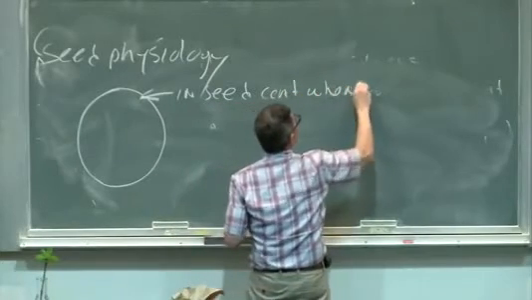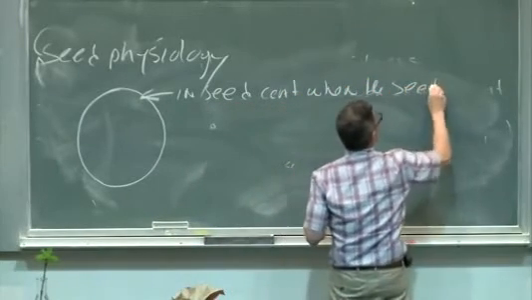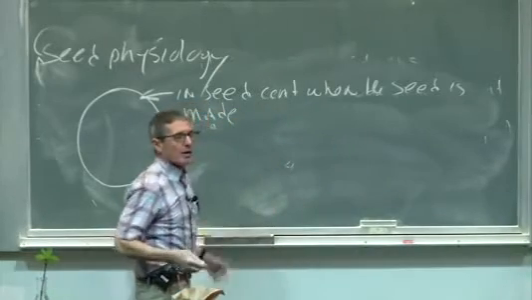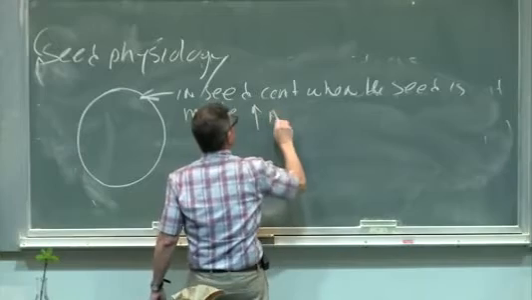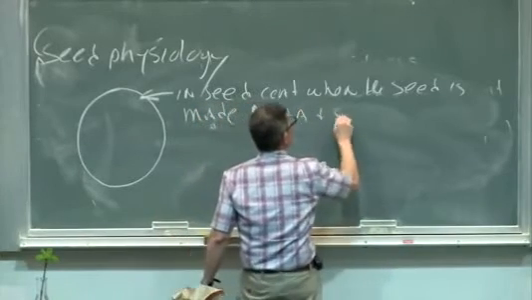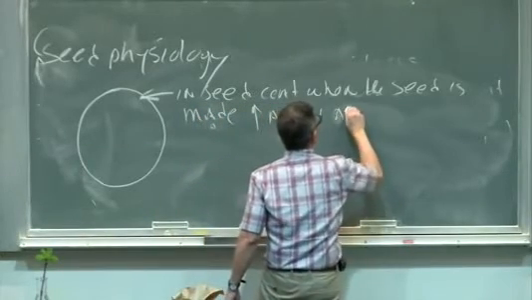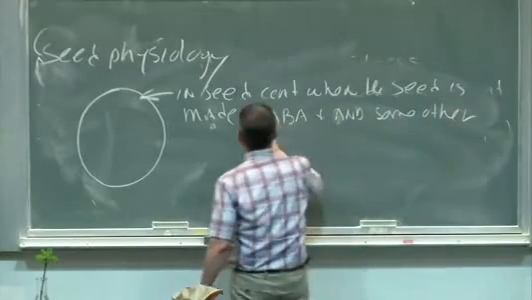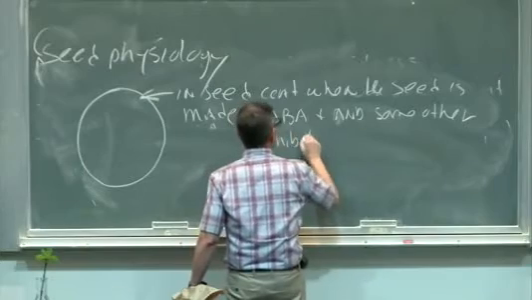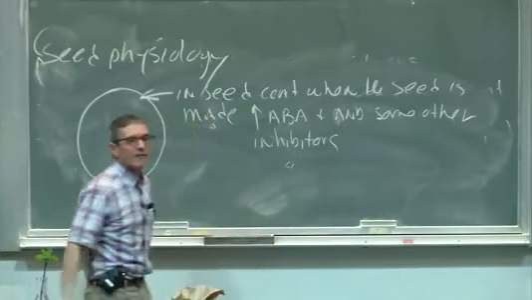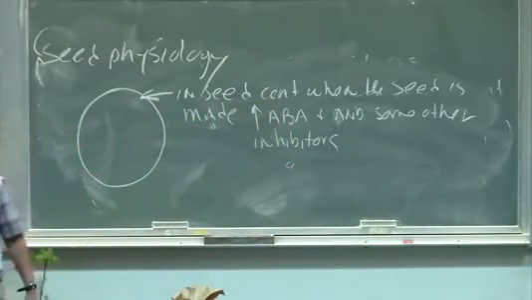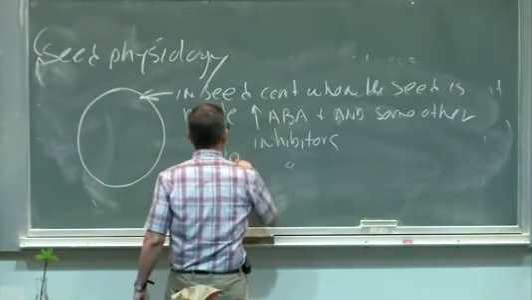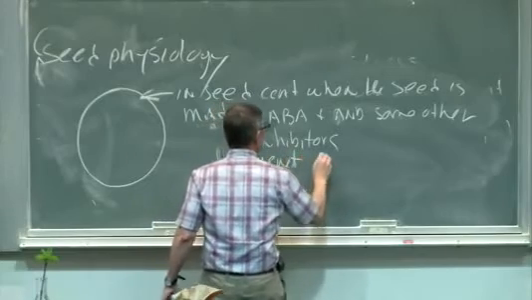when the seed is made, there are high levels of ABA and some other inhibitors. And these high levels of ABA and other inhibitors prevent the seed from germinating, just like the scales prevented the shoot from coming out.